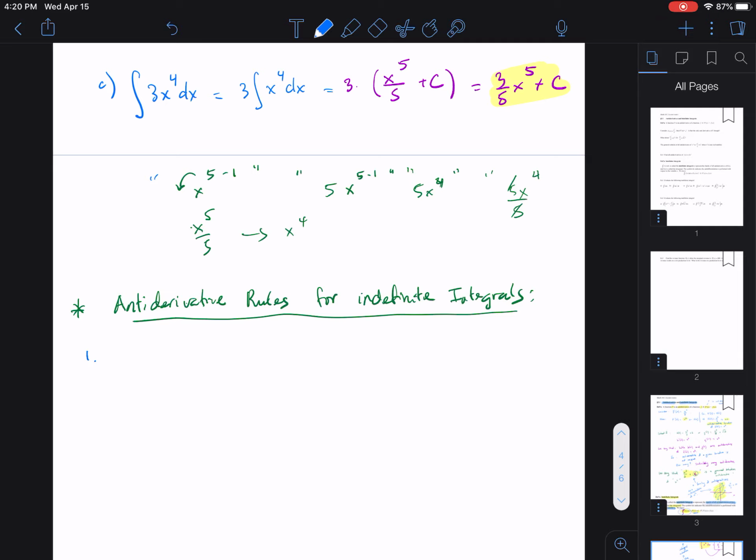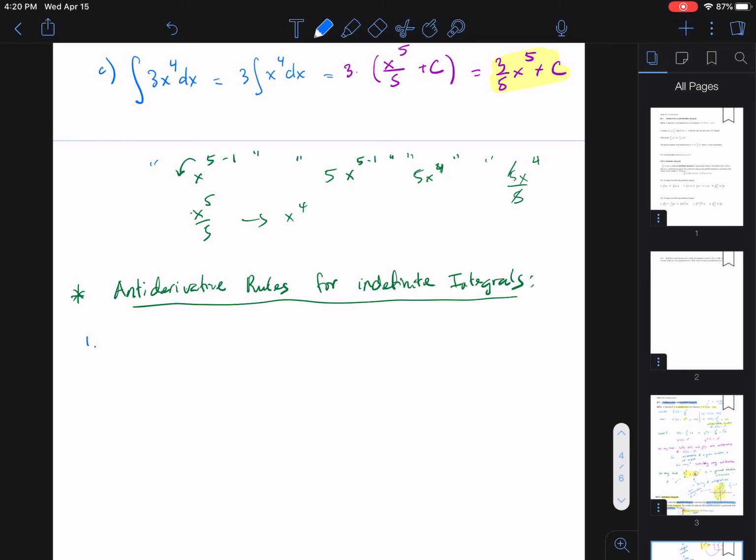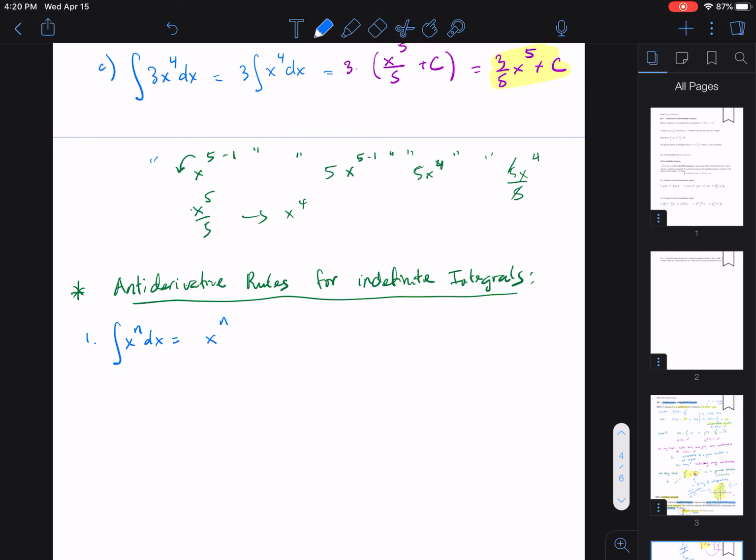The first one says that if we have the indefinite integral of some function in the form of x to the n, where n is some power, times dx, then the antiderivative of this is just the reverse process of differentiation. So we need to take that power, add 1, and divide by the new power, and then plus C. That is given that n is not equal to -1. So that is the antiderivative rule for functions, or integrands, the function inside the integral, in the form of polynomials.